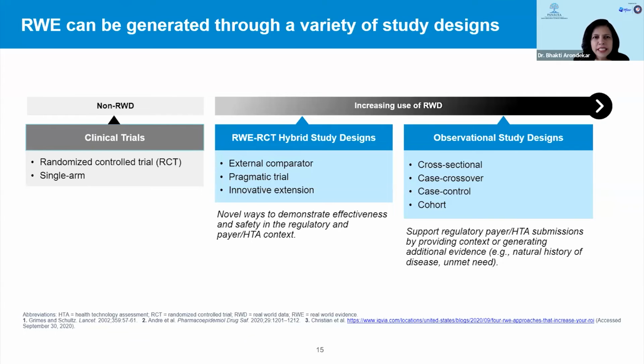And then there's this intersection between clinical trials and real world data. I'm not going to get into the details of these, but there are 3 types. There's an external comparator, which is basically looking at real world data to supplement clinical trials when you can't do a head-to-head clinical trial. There's pragmatic trial, and there's things such as innovative extensions. So in pragmatic trials, you do randomize, but you don't necessarily have a protocol driven assessment. It's whatever happens in the real world study and so on.